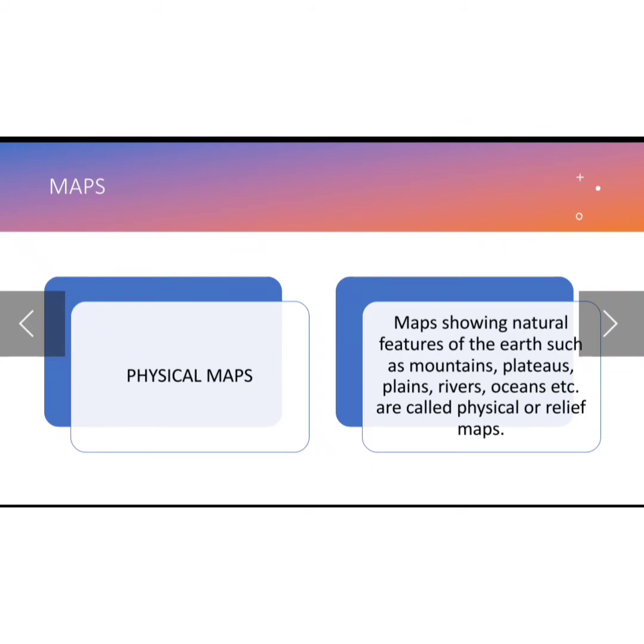or relief maps. So class, in a physical map you can see the natural features of earth, such as your mountains, plateaus, plains, rivers, oceans. And sometimes your physical map is also called a relief map because you can see the various natural features of earth, which include your mountains, plateaus, rivers, oceans, etc. That is the reason we call it a physical map or a relief map.